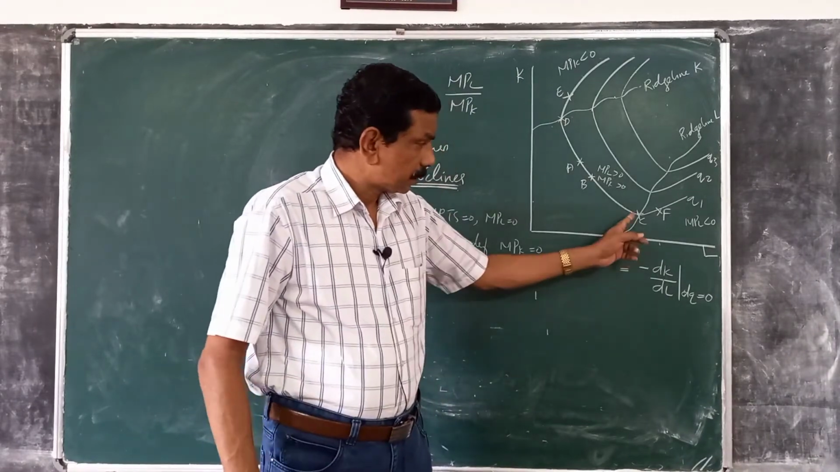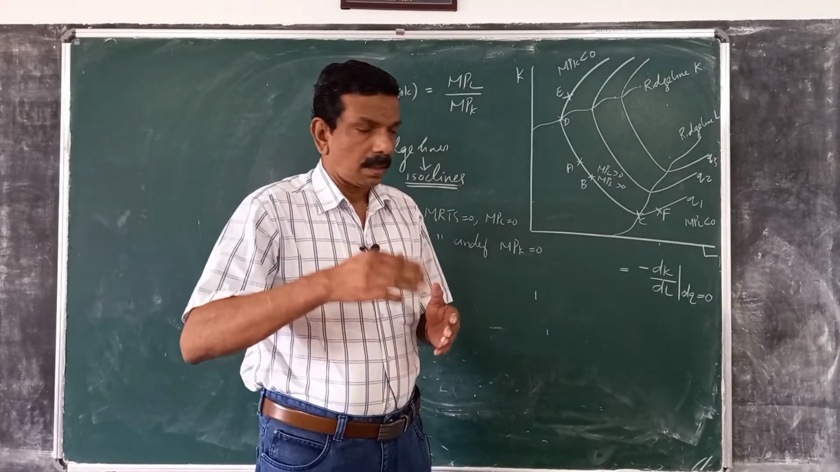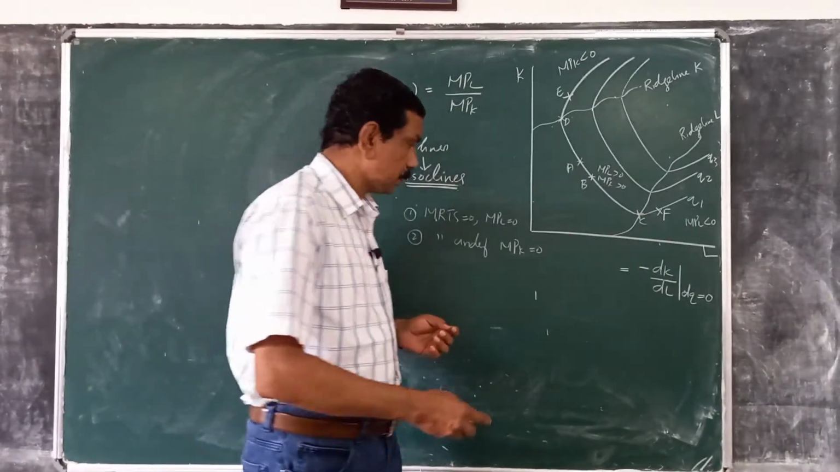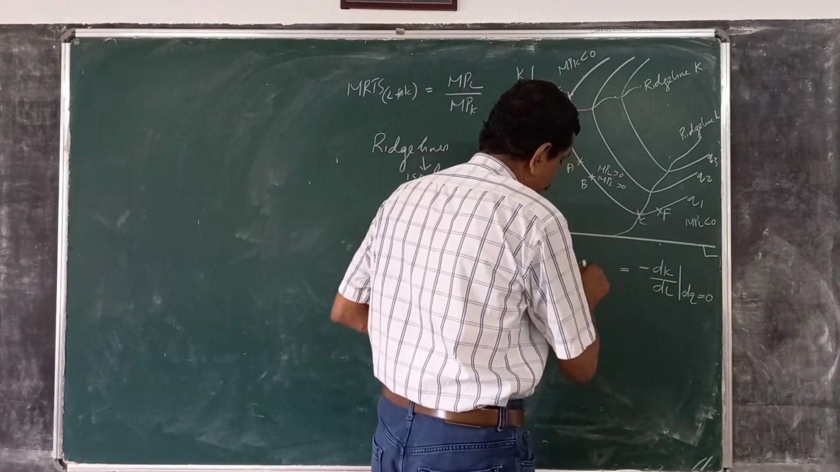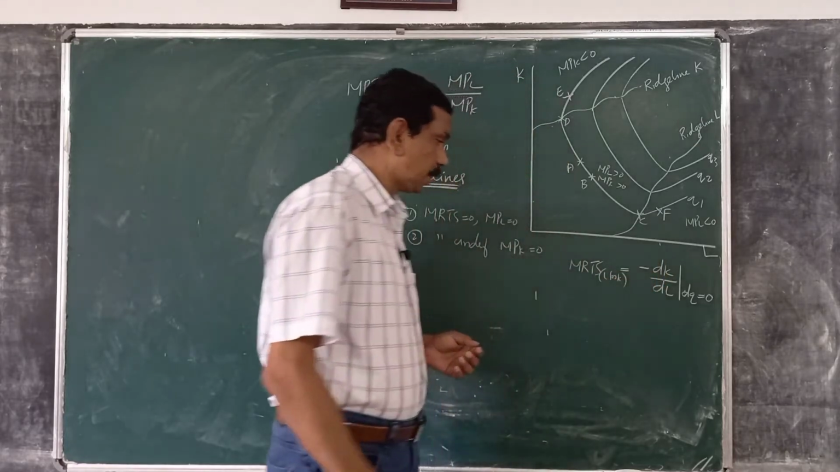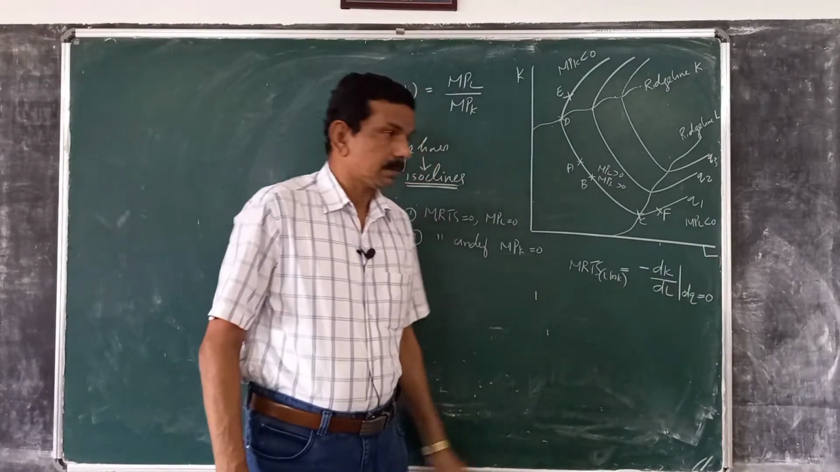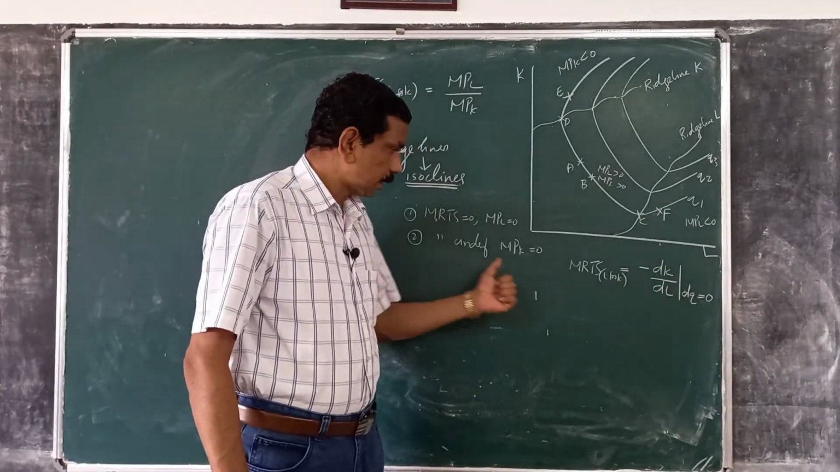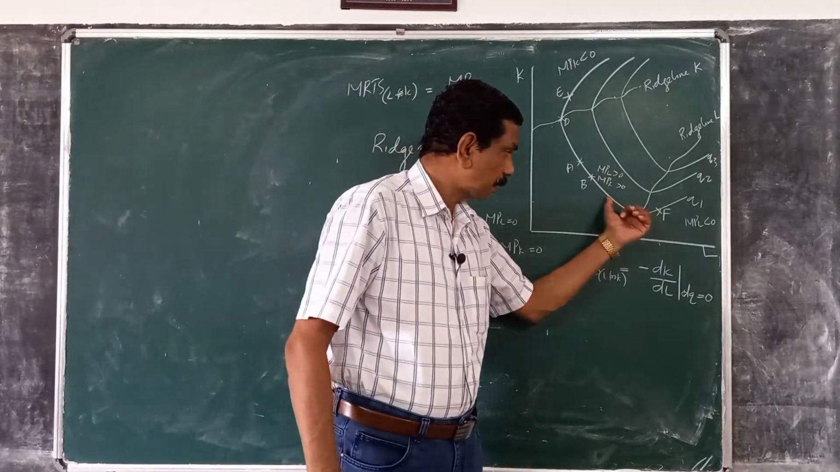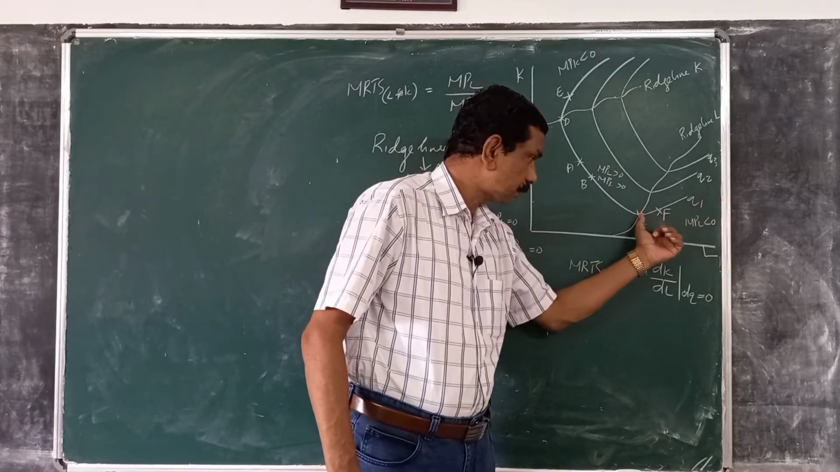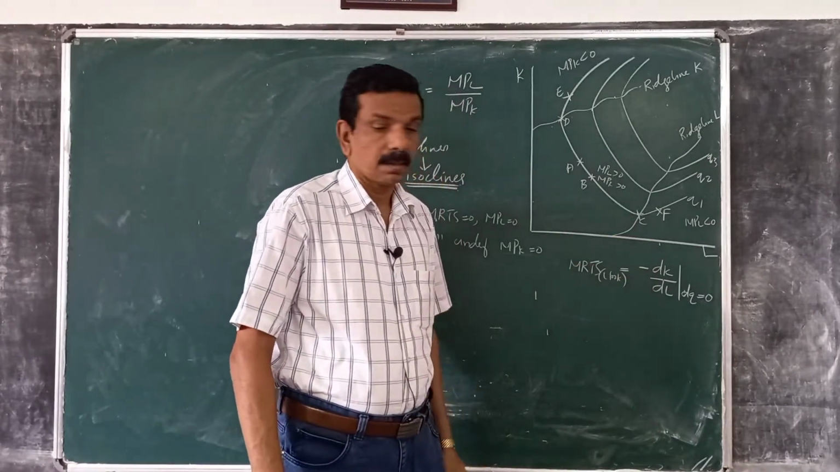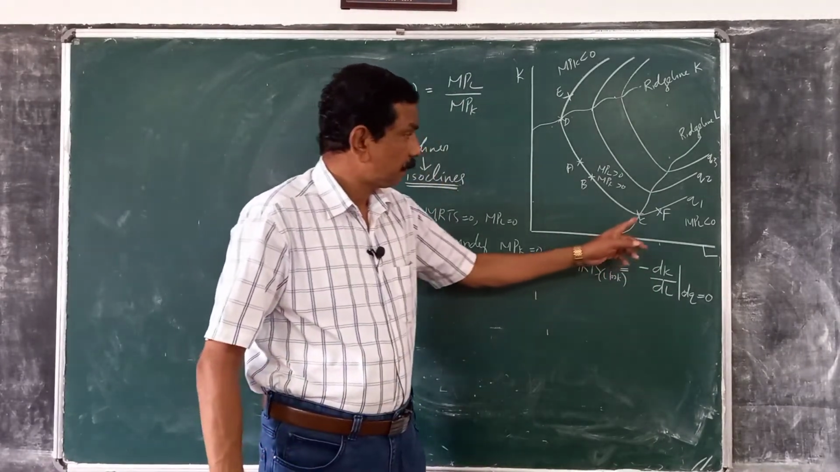Now consider point C. At point C, both MRTS L for K, which is minus dK by dL at dQ equal to 0, and the slope: up to C the slope is negative, beyond that positive. So at C it is 0. Both slope and MRTS are 0 at point C.